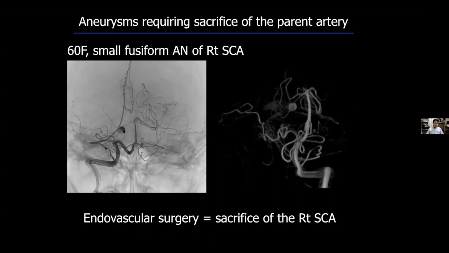Considering the disproportion between the size of the parent artery and the size of the aneurysm, I think it indicates a higher possibility of future rupture. So we had a thorough discussion about the treatment options, and our endovascular surgery team said that they would have to sacrifice the right side superior cerebellar artery.